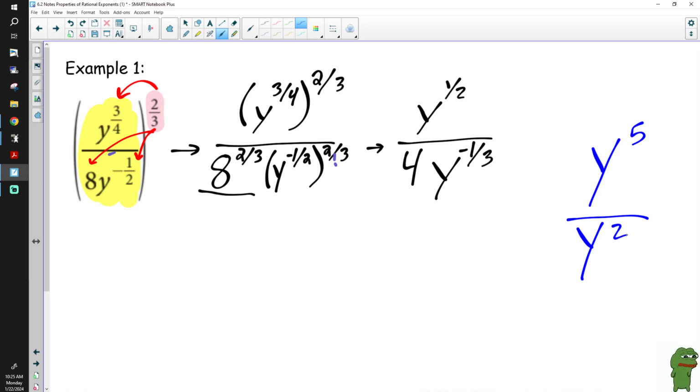When I'm over here, I see the same thing. I go, oh, look, a y on the top and a y on the bottom. They have exponents. I've got to subtract them. Remember, when we are dividing two things with the same base, we need to subtract our exponents.